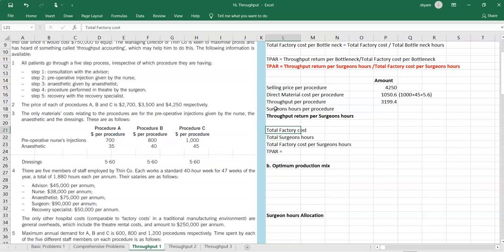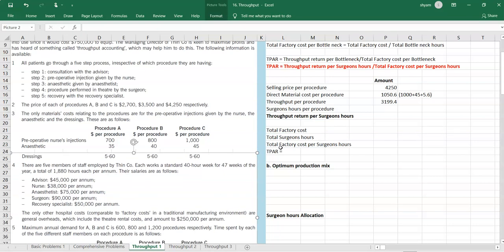So if factory cost is given per week, then we need to get the total surgeon hours per week. So we don't know how it's going to work. Once we get that, then we can find out the total factory cost per surgeon hour, and then we can find out the TPAR.